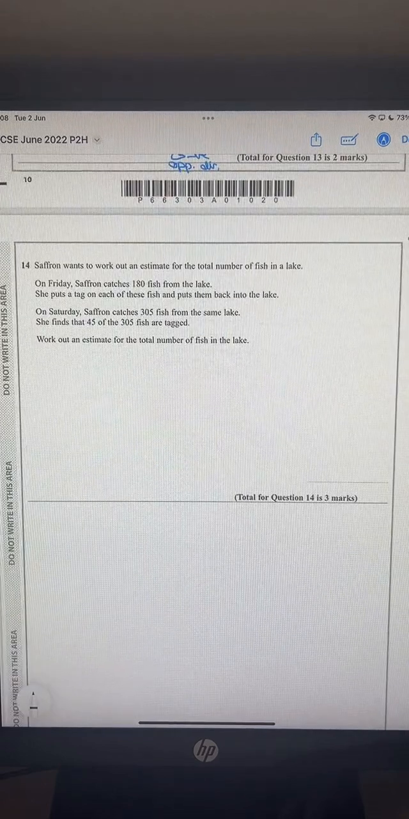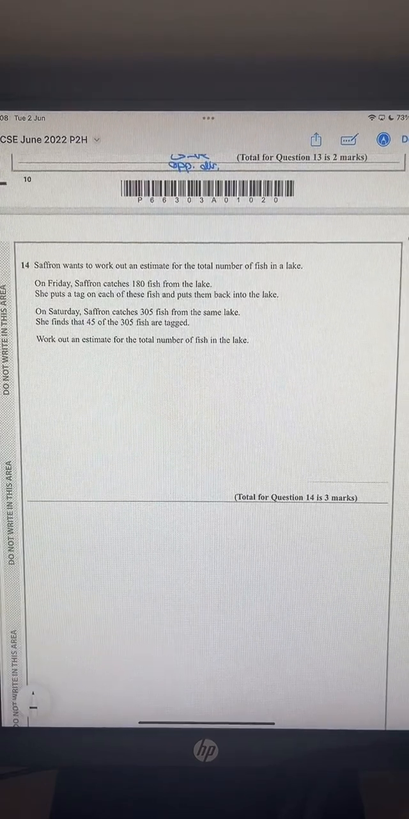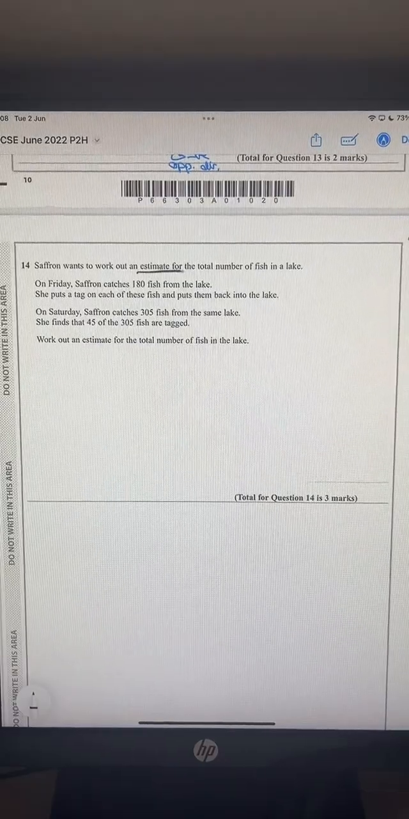Question 14 is a capture-recapture. I've not seen this a lot in the past. All I know is that I had to put up with it. It's a very random topic in my opinion. So for this one, question 14, Saffron wants to work out an estimate for the total number of fish in a lake.